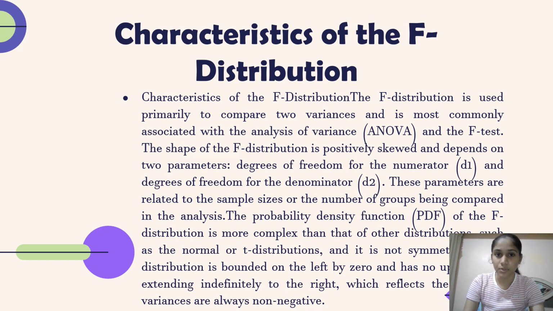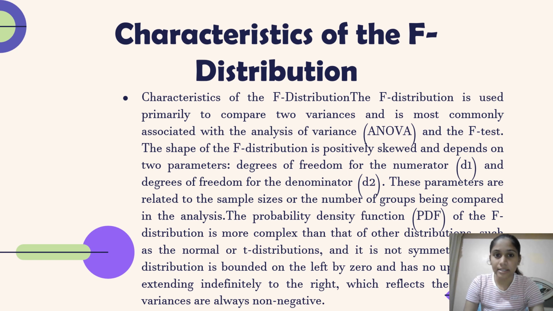Characteristics of F distribution. The F distribution is used primarily to compare two variances, and it is most commonly associated with the analysis of variance, that is ANOVA, and F-test. The shape of the distribution is positively skewed and depends on two parameters: degrees of freedom for numerator D1 and degrees of freedom for denominator D2. These parameters are related to the sample size or the number of groups being compared in the analysis.